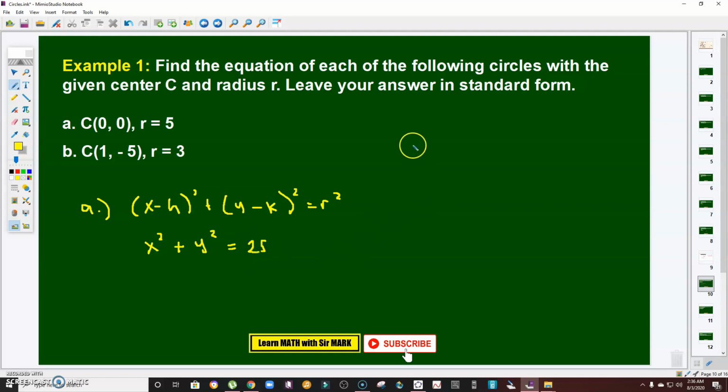Pretty simple, right? Let's have letter B. It says in letter B that this time the center is no longer at the origin.